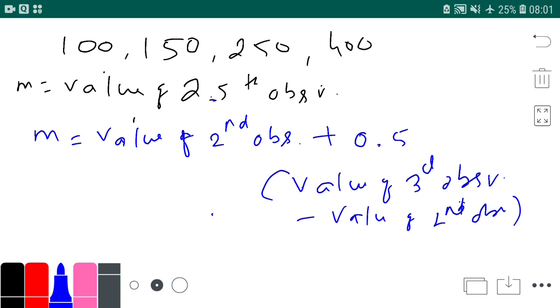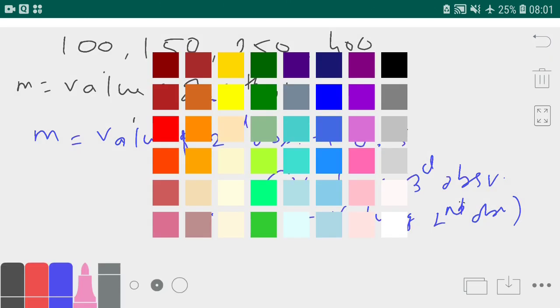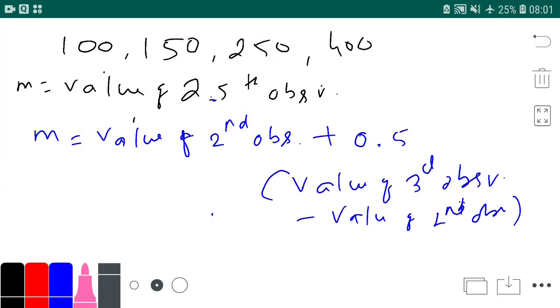2.5 is between which two digits? 2 and 3. Bigger is 3, smaller is 2, bigger minus smaller. Now what is the value of the second observation? It is 150. Plus 0.5 into, what is the value of the third observation? It's 250. It's 250 minus 150.